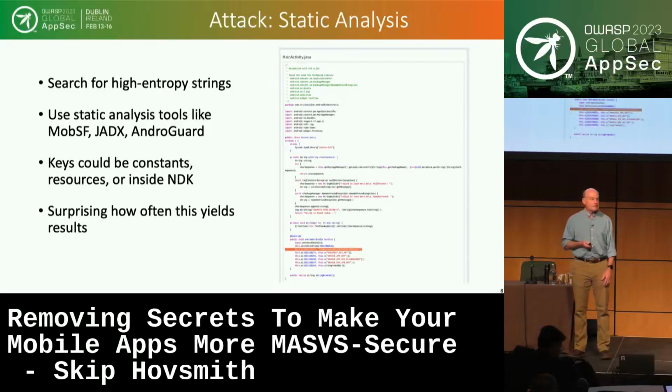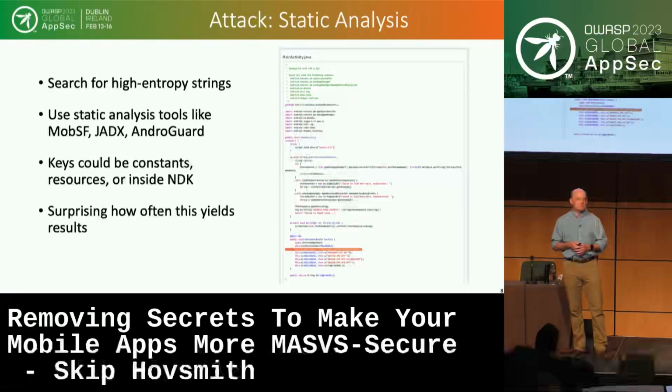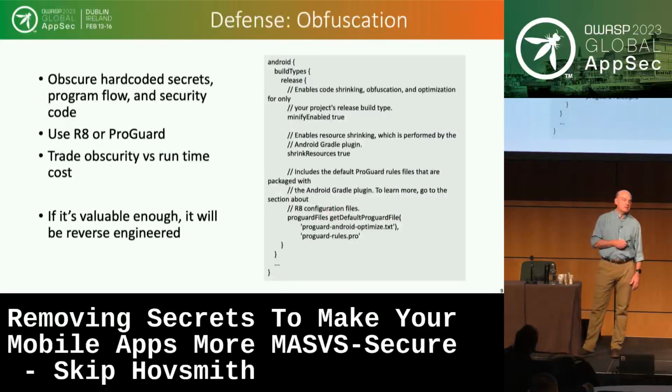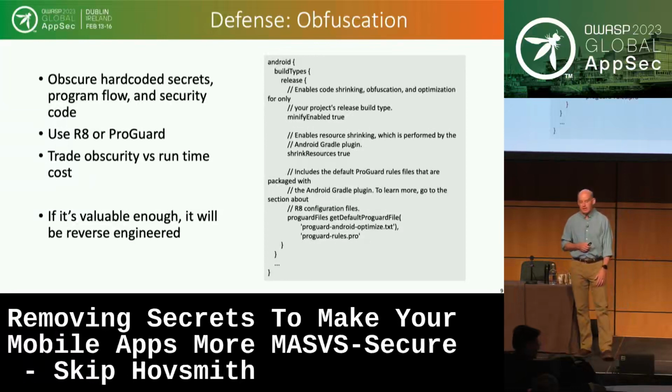I'm looking for constants. They could be resources in the Android app. They could be buried inside the NDK. But you'd be surprised how often it's pretty straightforward to find these. They're just sitting there, and people don't tend to obfuscate them. So your first defense is to use some level of obfuscation. So make it hard to comprehend what the code's doing, potentially encrypt or break up and slice these constants into pieces and put them in different places in memory or across your application.